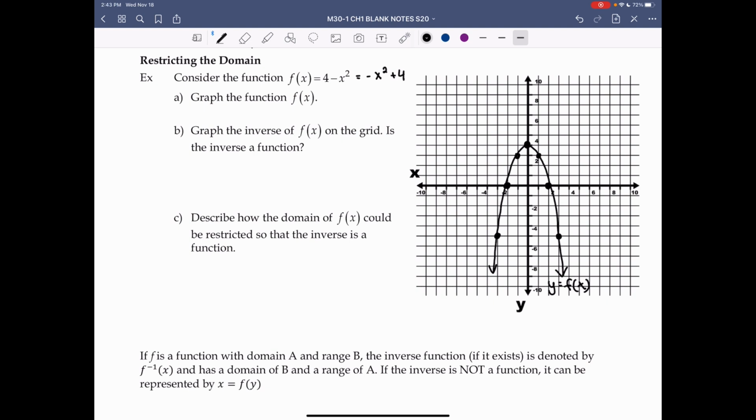Part B, graph the inverse of f of x on the grid. Is the inverse a function? We can decide right now if the inverse is a function. If we do the horizontal line test on f of x, we see that it's going to fail the horizontal line test, which means that the inverse of f of x is not a function.